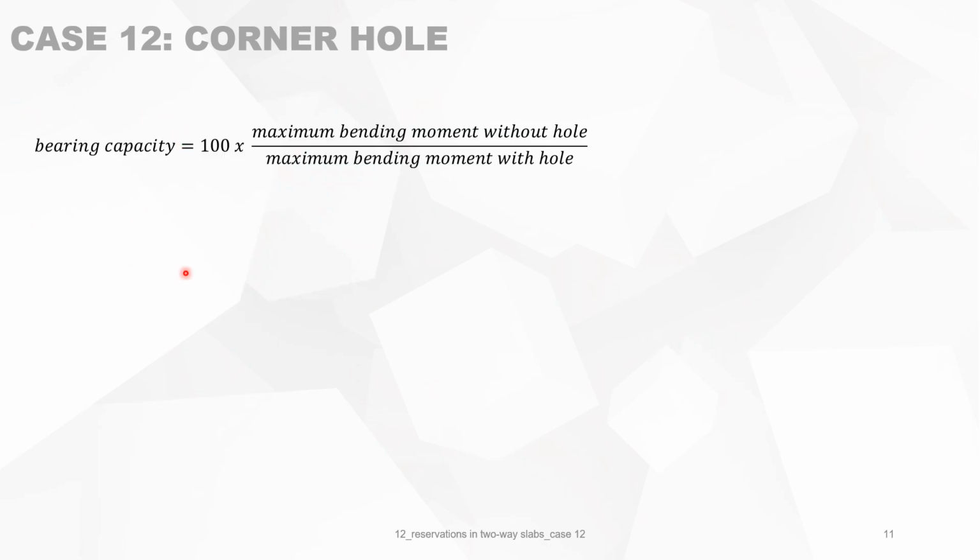Now, bearing capacity, we define it as 100 times the maximum bending moment without the hole divided by the maximum bending moment with the hole. Or you can put it like this. Then we know we are working in dimensionless variables. It means alpha 1 is B1 divided by A, and alpha is B over A.